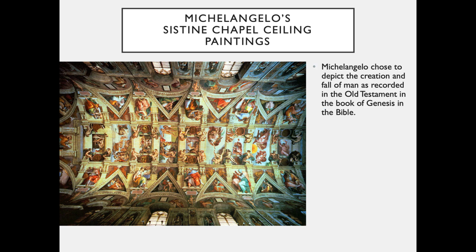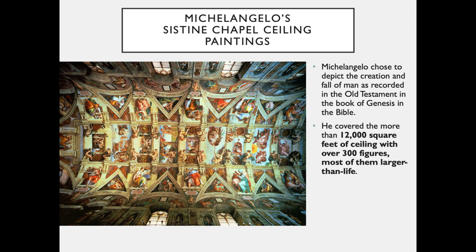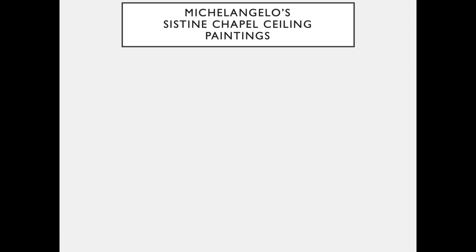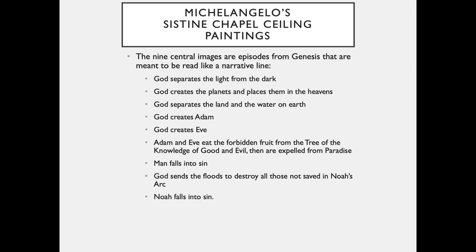Michelangelo chose to depict the creation and fall of man as recorded in the Old Testament, in the book of Genesis, in the Bible. He covered more than 12,000 square feet of ceiling with over 300 figures, most of them larger than life. The Adam in the temptation scene measures over 10 feet tall. The 9 central images are episodes from Genesis that are meant to be read like a storyline or a narrative arc.